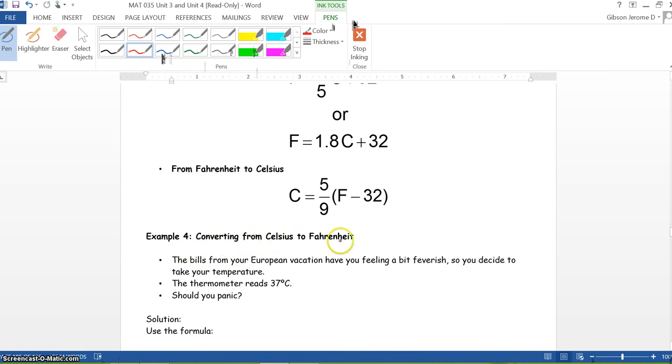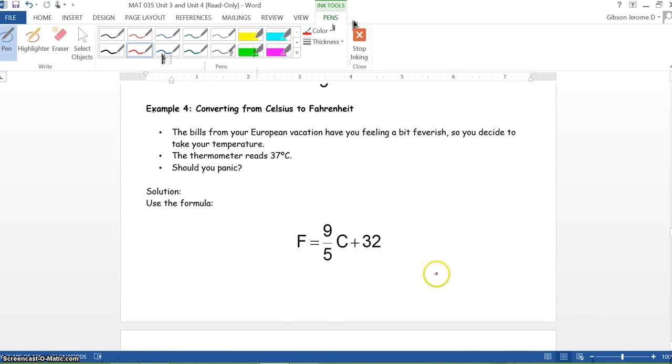Now we are converting from Celsius to Fahrenheit. The bills from your European vacation have you feeling a bit feverish, so you decide to take your temperature. The thermometer reads 37 degrees Celsius. Should you panic? Okay, now we need to change this to Fahrenheit.